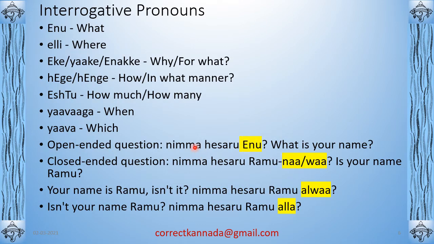Then we have interrogative pronouns, which is also very important to learn, which is questions. Enu means what. Elli means where. Yake, yenakke means why, for what. Hege, henge. Hege means how. Henge means in what manner. Okay. Eshtu is how much or how many. Yavaga is when. Yava is which. These are the interrogative pronouns you need to understand.